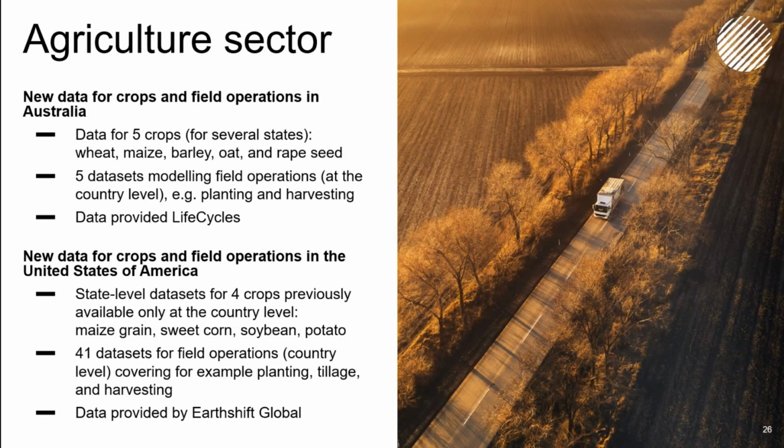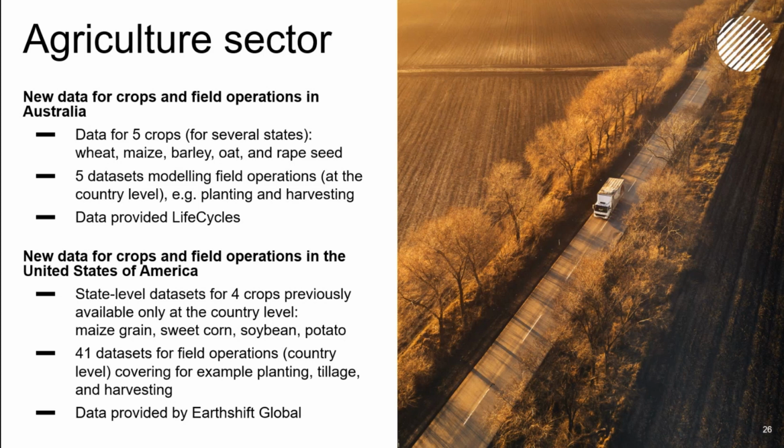We have two main updates for the agricultural sector. For Australia, we have added datasets that model the production of 5 crops. These new crop datasets are modeled for specific states, for example, Queensland, Tasmania, and Victoria, just to mention a few. We also introduced datasets modeling 5 types of field operations, which are available at the country level.